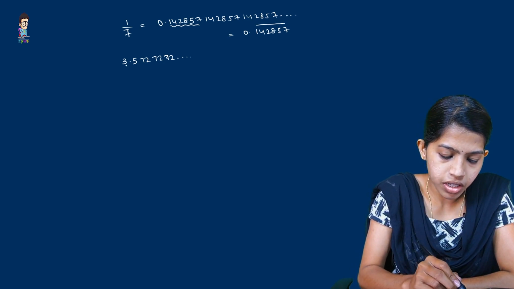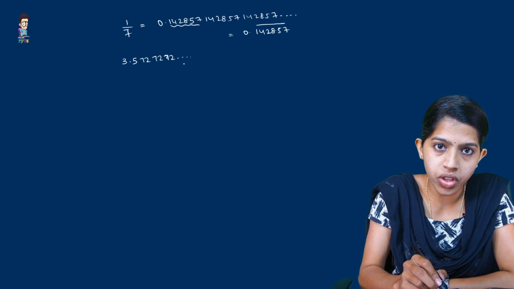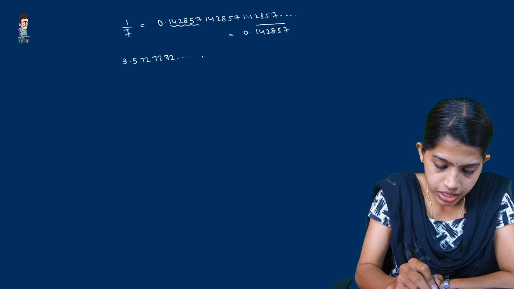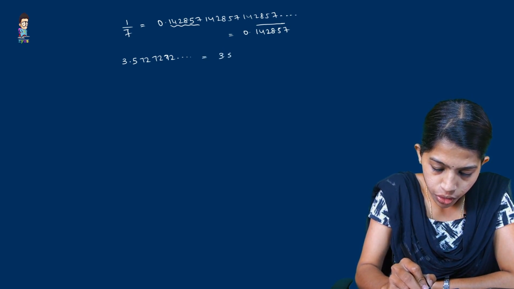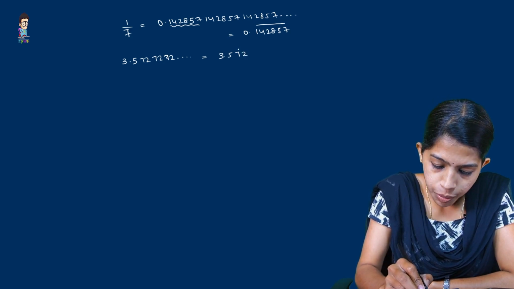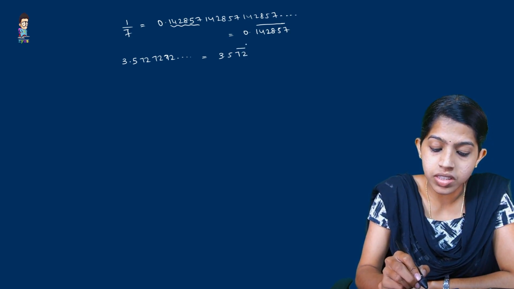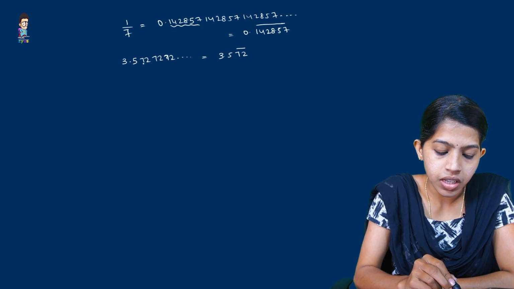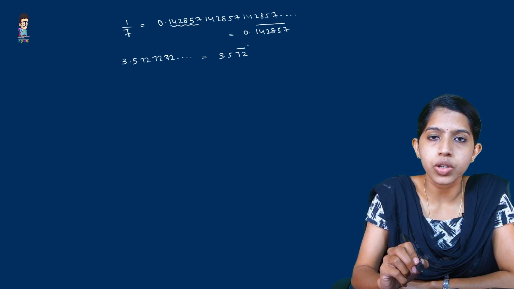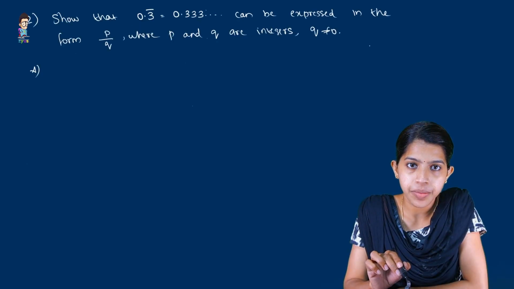Consider another number, 3.572727272. Here 72 repeats infinitely many times. That is, this can be written as 3.572 with a bar. Here we will write the line above 72, since 5 never repeats, only 72 repeats. So, we will draw the line above 7 and 2.